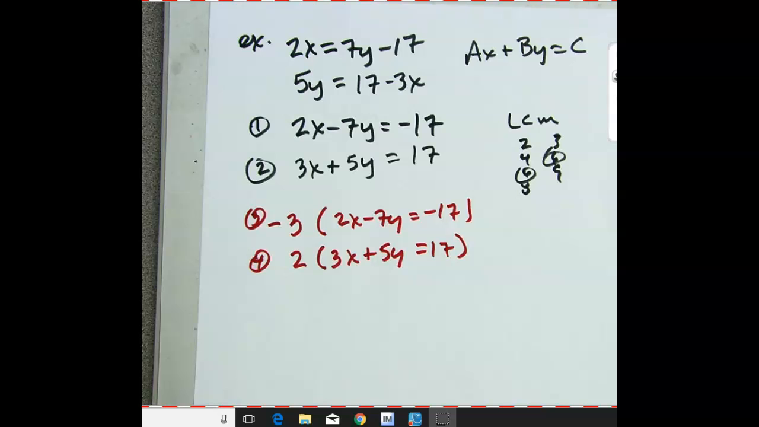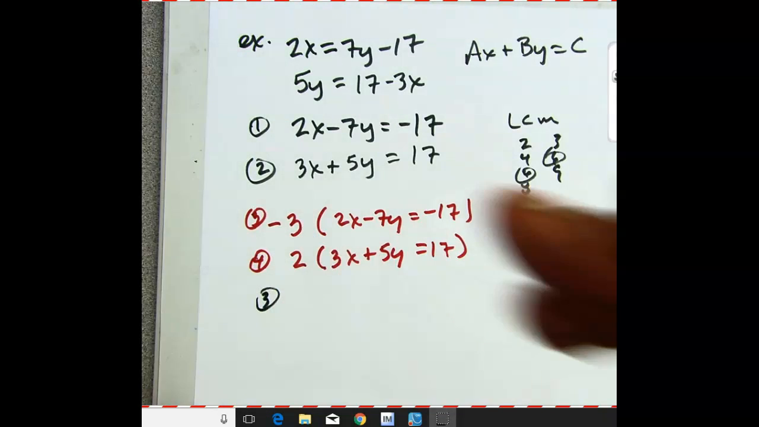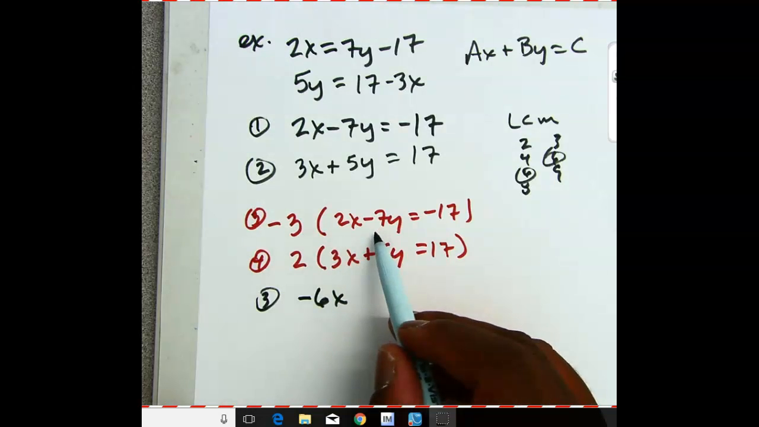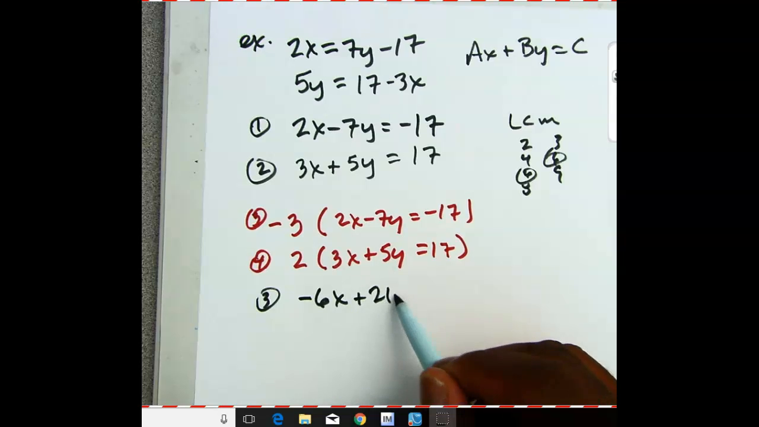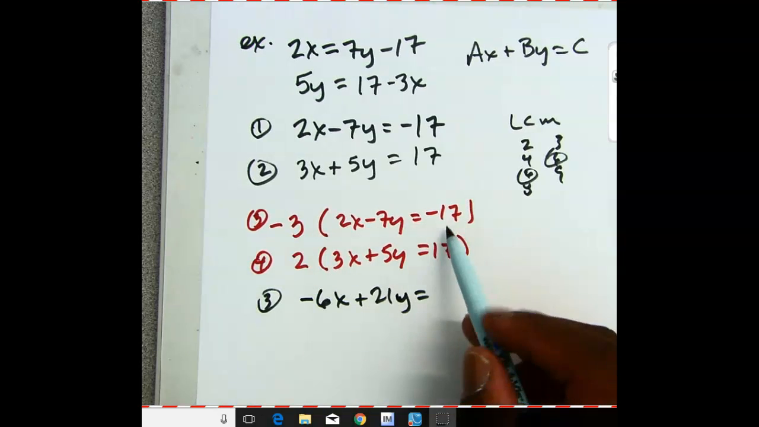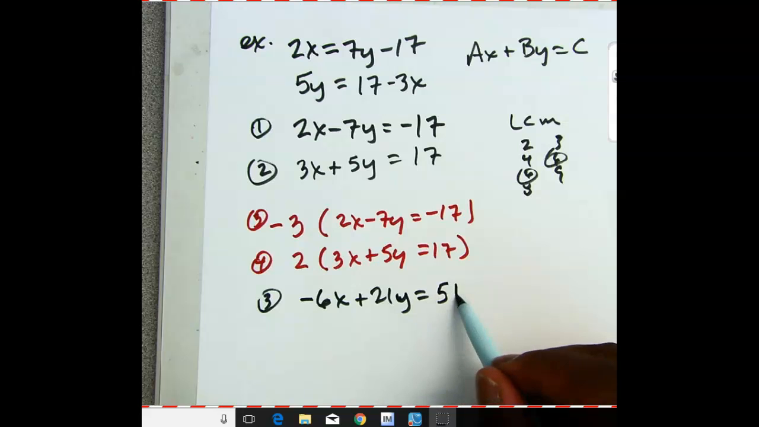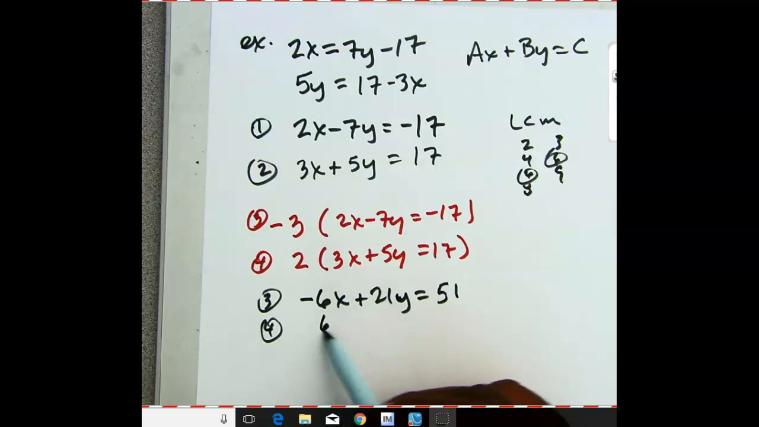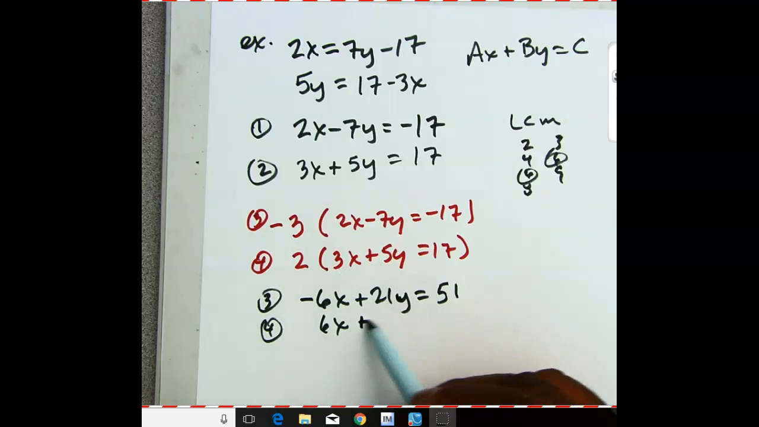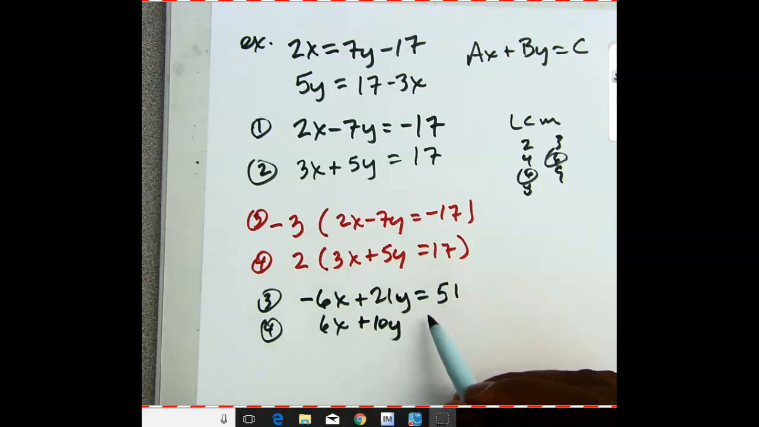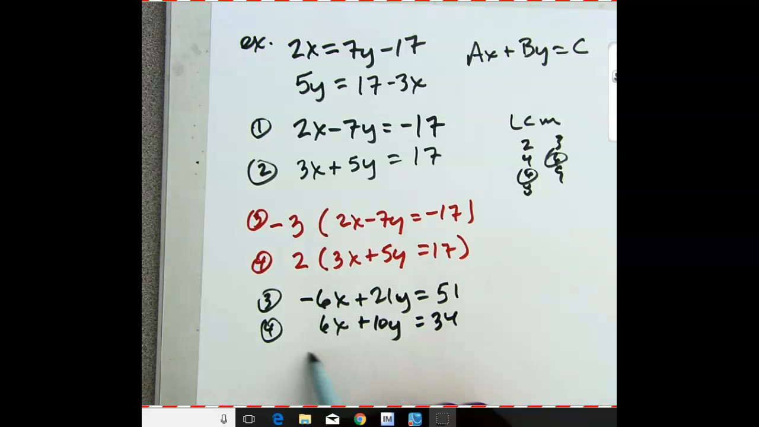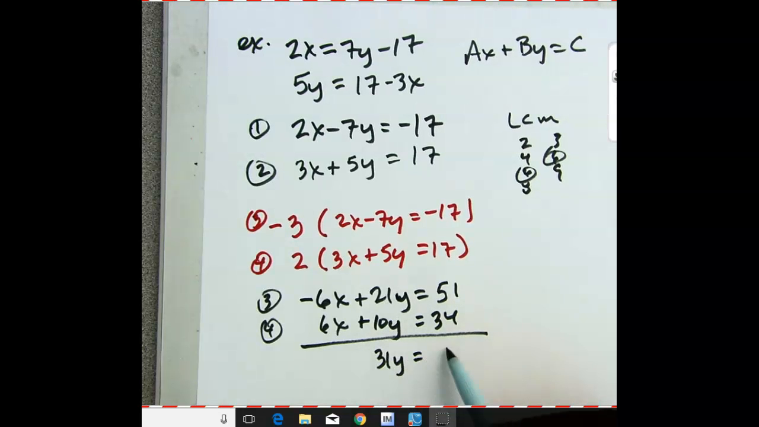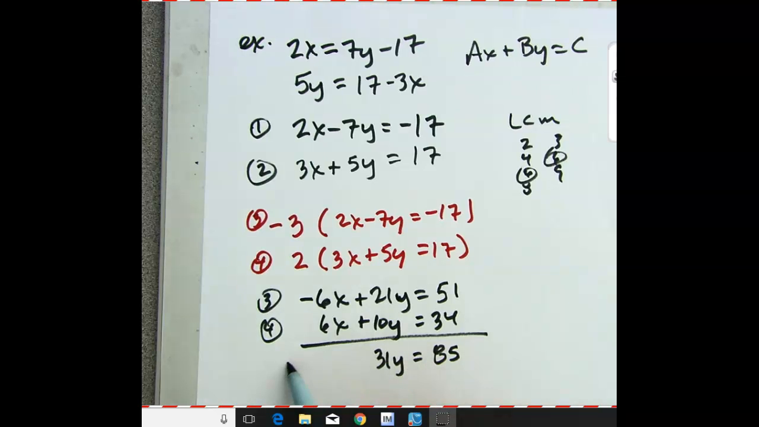So our new equations 3 and 4. Equation 3 becomes negative 3 times 2x is negative 6x. Negative 3 times a negative 7y is a positive 21y. And negative 3 times a negative 17 is a positive 51. Equation 4 becomes 2 times 3x is 6x. 2 times 5y is 10y. And 2 times 17 is 34. Now when we add those two equations, you're going to get 31y is equal to 85.